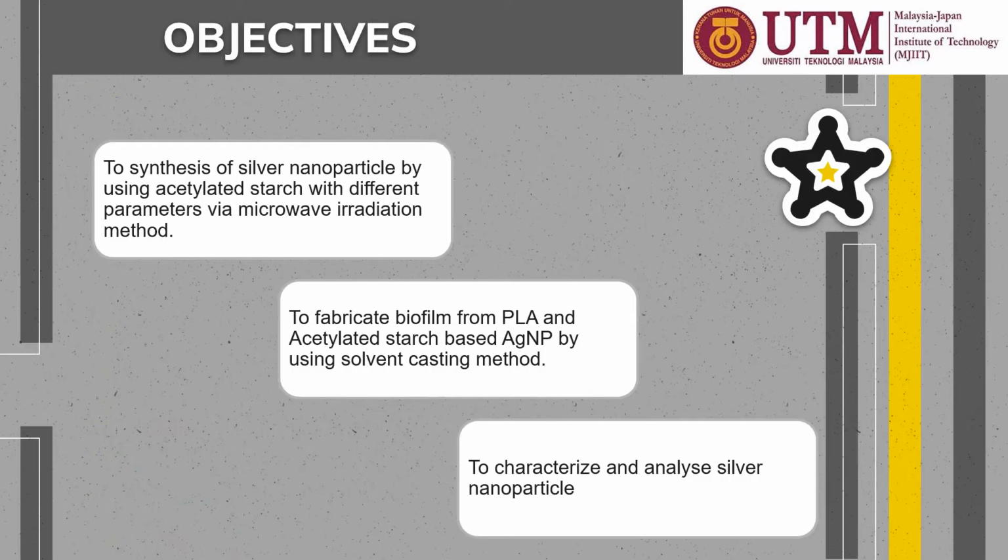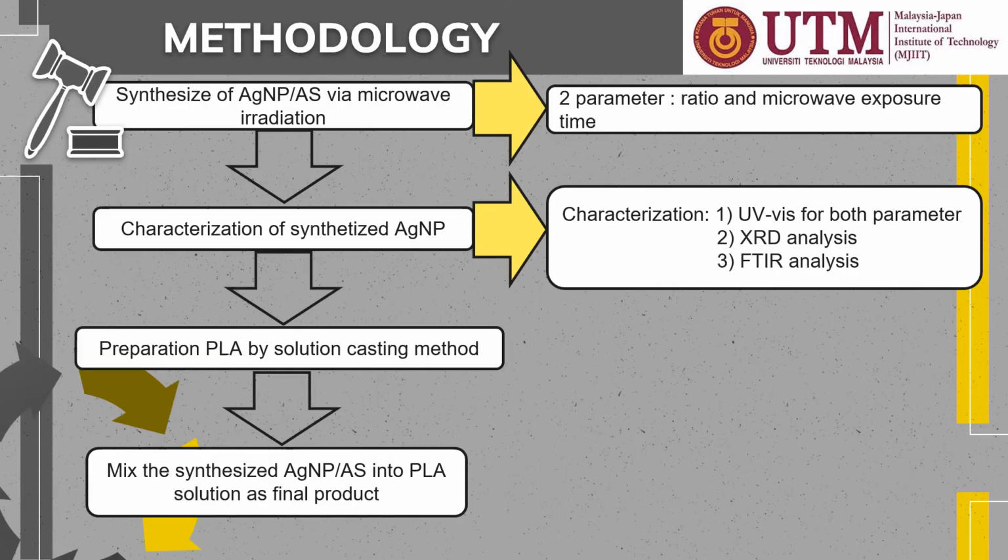There are three main objectives for these studies. The first one is to synthesize the silver nanoparticle by using acetylated starch with different parameters via microwave irradiation method. And next one is to fabricate the biofilm from PLA and acetylated starch based silver nanoparticle by using solvent casting method. Last but not least is the characterization and analysis for the synthesized silver nanoparticle.